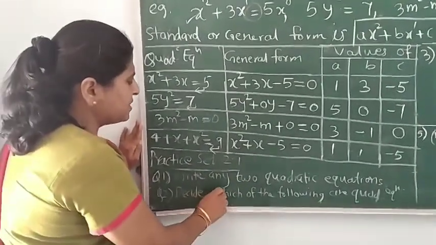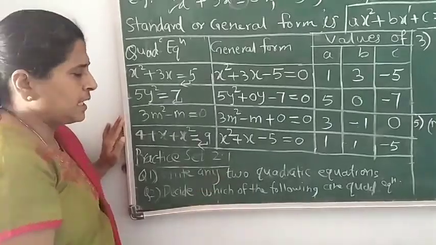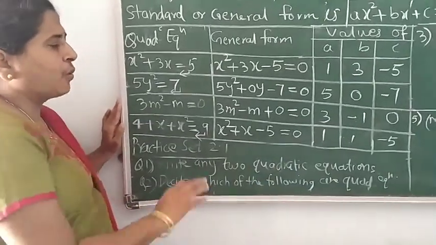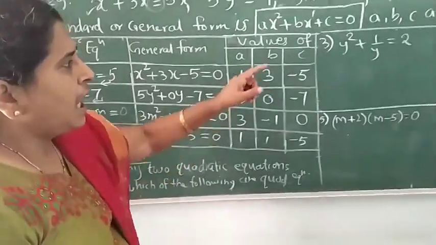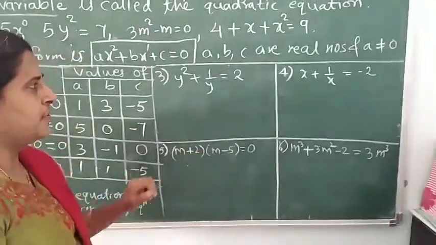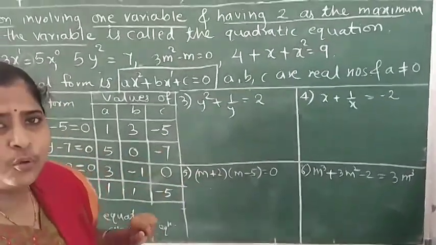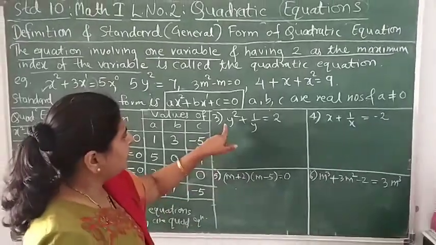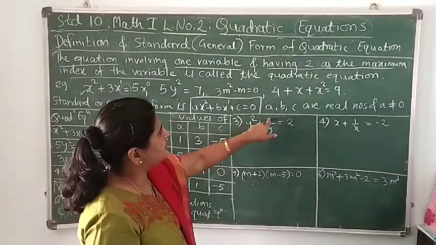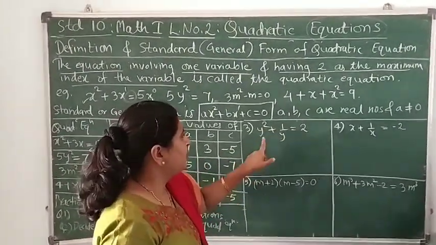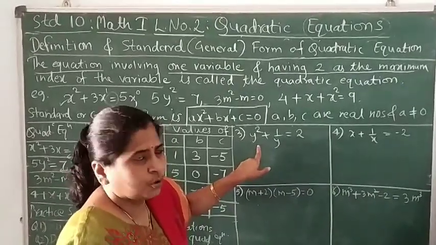Now the second question, which I want to tell you in detail: write which of the following are quadratic equations, and decide. I have selected these 4 examples. With the help of these you can solve the remaining 2, which are easier ones. Now the given equation is y square plus 1 upon y is equal to 2. We have to decide whether it is a quadratic equation or not.